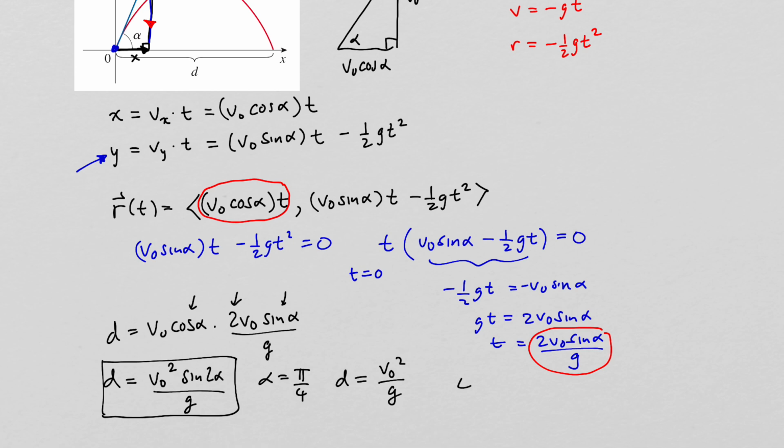So basically 45 degrees. If you angle the path of this projectile to be fired at 45 degrees from the horizontal, this is going to produce a maximum distance traveled of v naught squared divided by g.